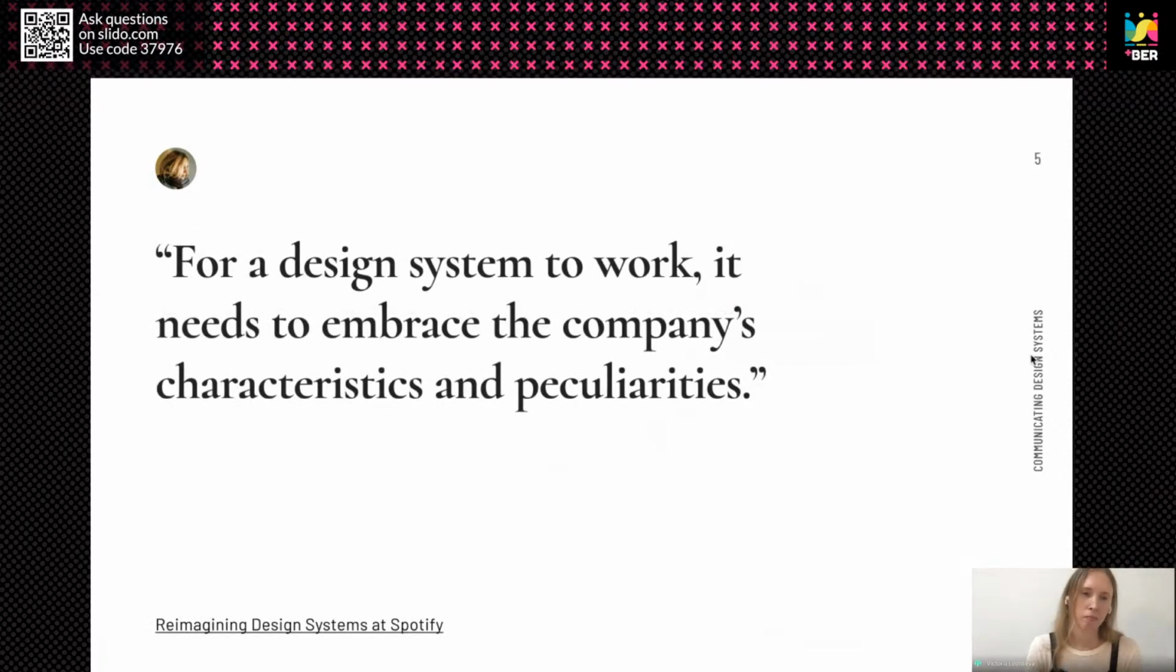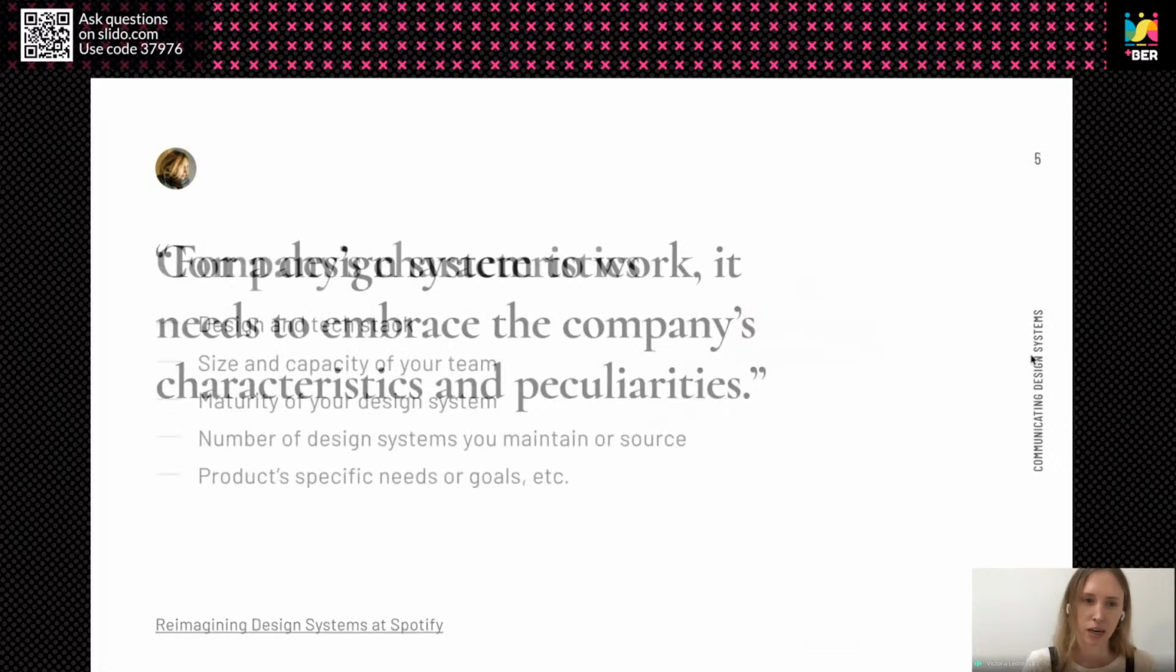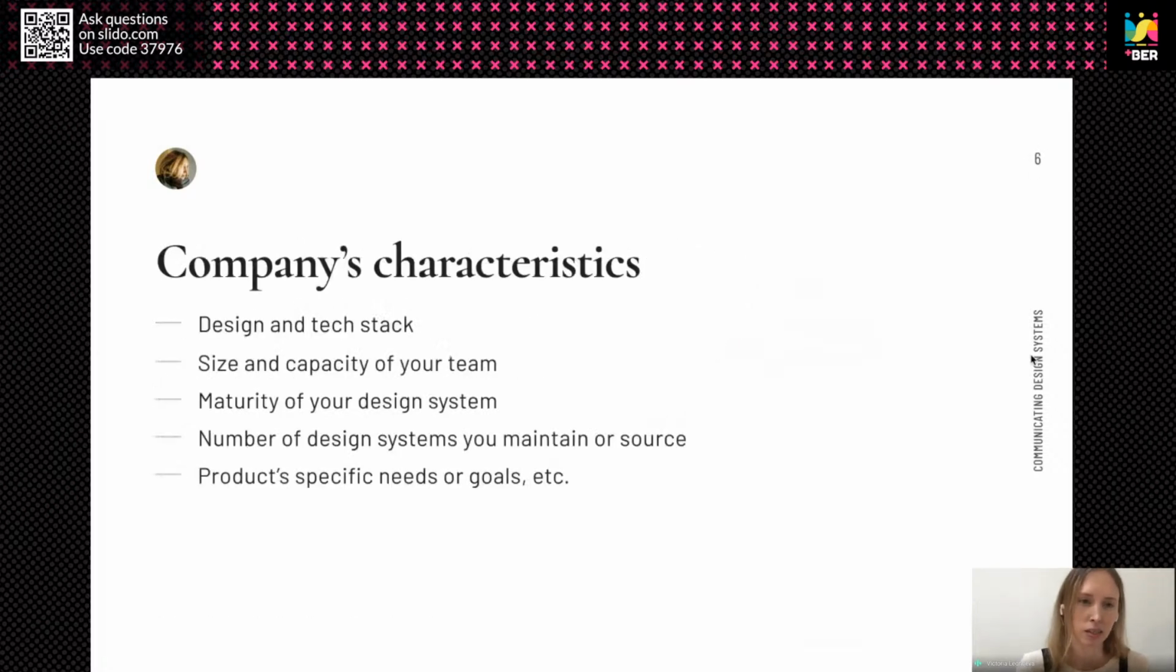I want to kick it off with a quote by the Spotify Design Systems team. For a design system to work, it needs to embrace the company's characteristics and peculiarities. So what are these? These are design and tech stack, size and capacity of your team, maturity of your design system, number of design systems you maintain or source, and products' very specific needs and goals. All these factors directly shape your design system.